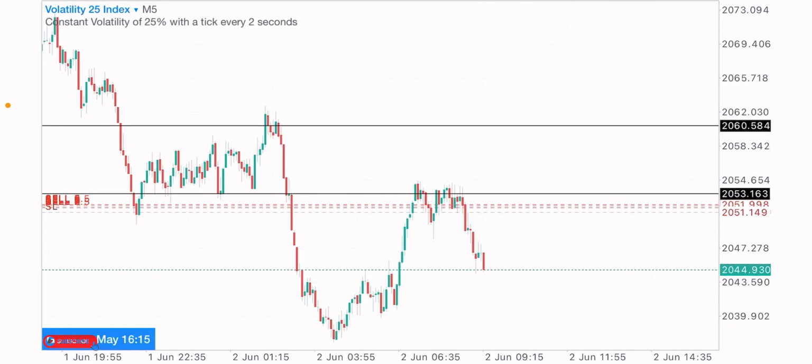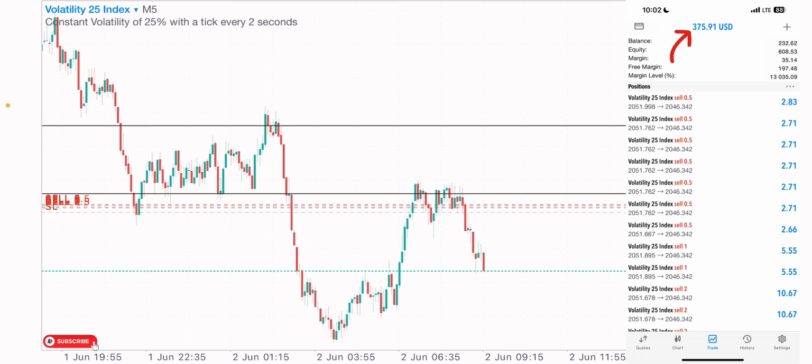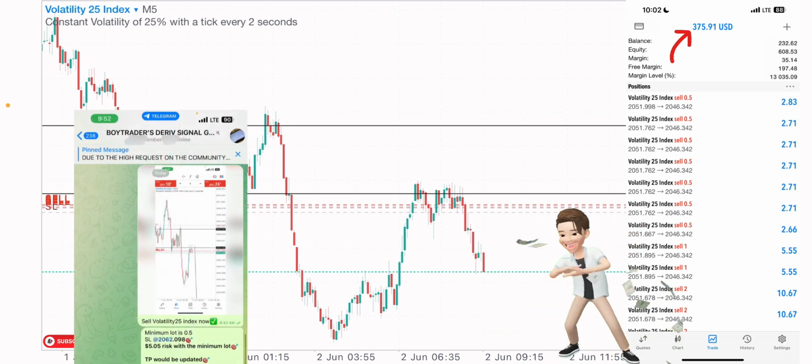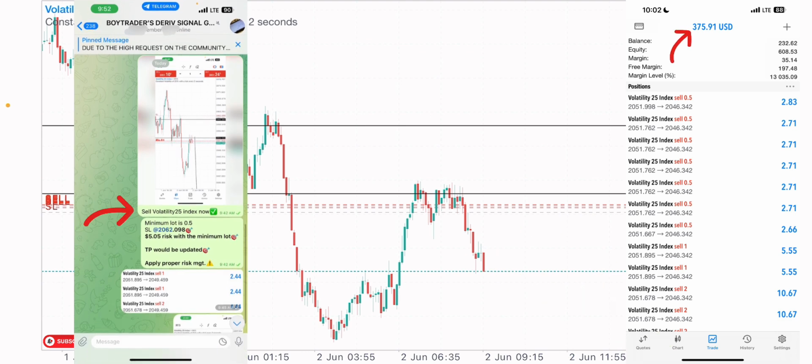Another day, another wonderful trade taking. So guys, I took a sell trade on VIX 25 index and I shared this sell signal to my VIP members. We got a sniper entry on these sells because we had zero drawdown. Our price moved in our direction immediately we got into the trade.